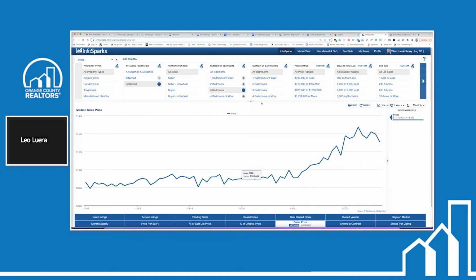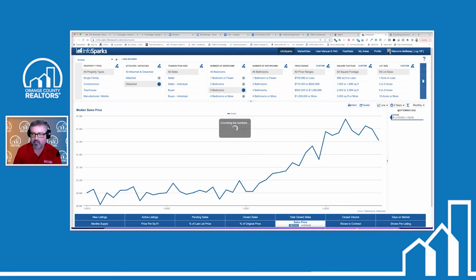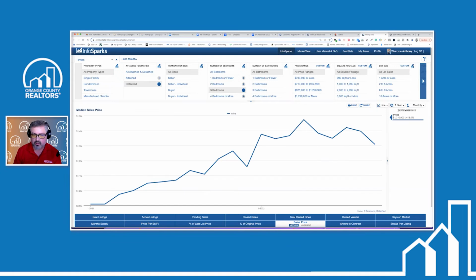Can you change it from 5 years perhaps down to 3 years, I'm assuming? Yes, you can change the time frame. Over here in the middle, we've got 5 years. You can go back 3 years. You can go back just 1 year.